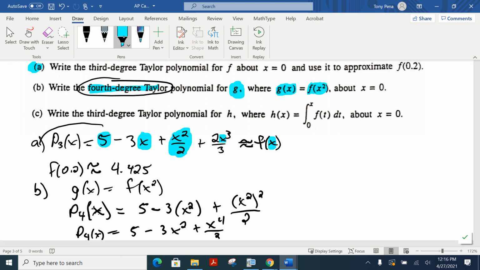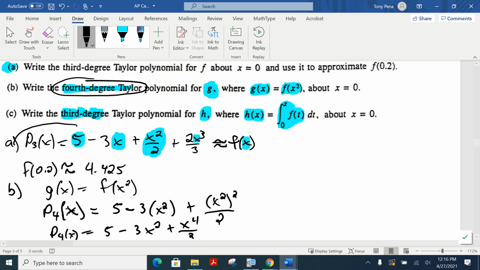All right, letter C. You're going to write a third degree Taylor polynomial for h. So we have another new function. And what they're telling you to do to figure out what h is, take the function that we did in part A, and we now want to find the antiderivative of that function over the interval of 0 to x. All right, so let me see if I can squeeze this in on the right-hand side. So h of x should equal the definite integral from 0 to x of the function f of t dt.